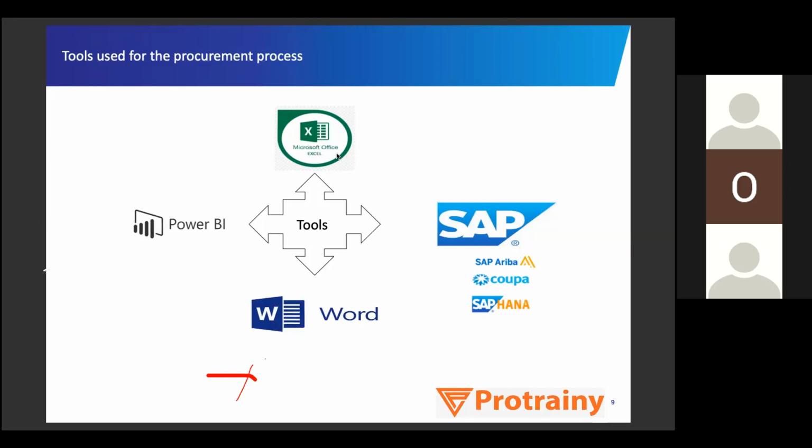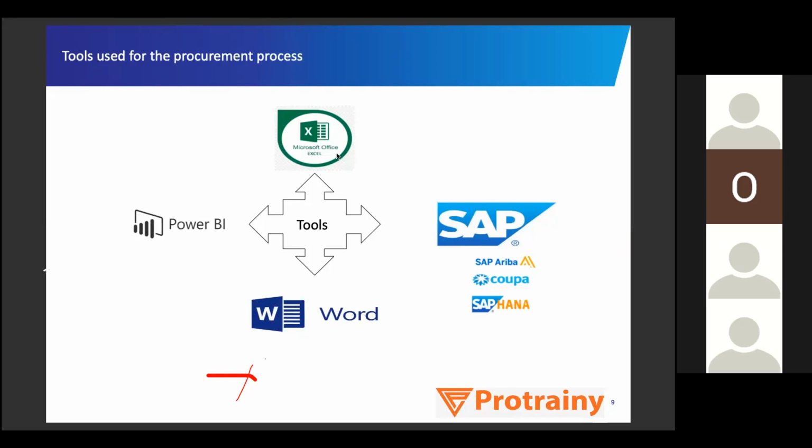Whenever you are applying for any job, don't apply directly. You try. Sir, I'm unable to hear. Right now, I'm audible. Hi, hello. Yes, hi. Yes, sir. Yes, I'm saying.